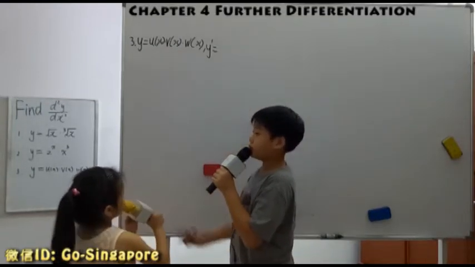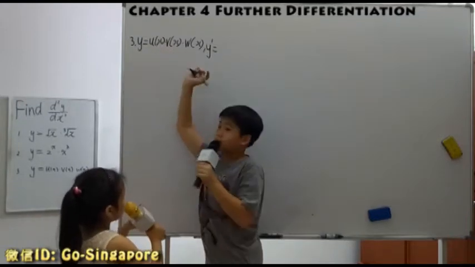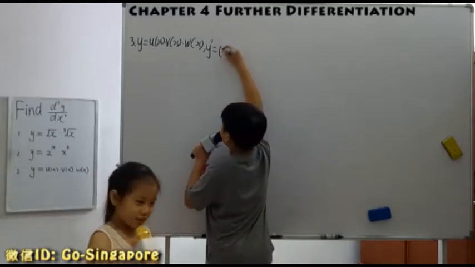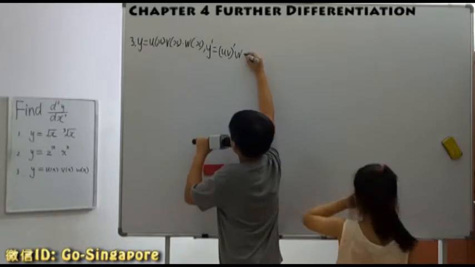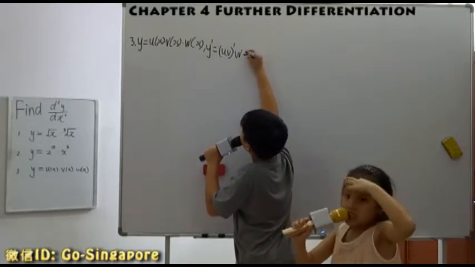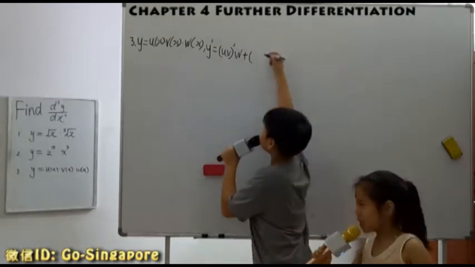U, V, or V, W? U, V. Okay, so for U, V, that's U, V prime, right? And here's the W. Then here, plus or minus? Plus, because of the product rule. And here there says U, V, and this is the W prime.